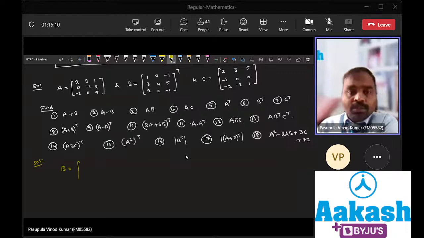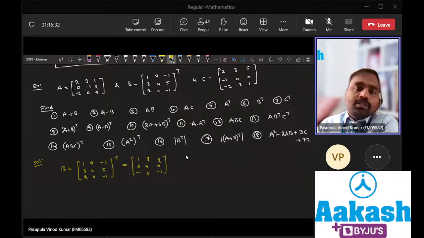1 0 minus 1, 3 4 5, 2 0 minus 1, and this is whole transpose. Therefore what you can write it as, beta? B is 1 0 minus 1, 3 4 5, 2 0 minus 1, like this. Do you understand, my everyone? This is B. Now you can find out everything, right?